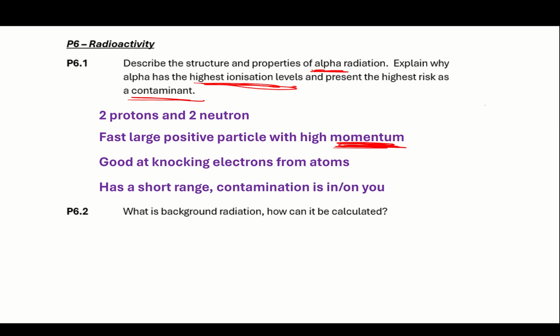And then the next part is, well, why? Well, alpha has got a really short range. So its risk as a contamination is, well, contamination means it is in you or on you. And therefore, you haven't got a short range. It's very, very close. It's going to cause damage.